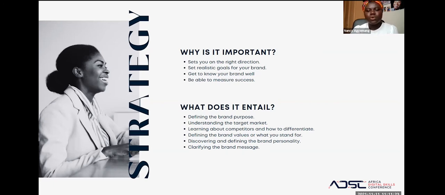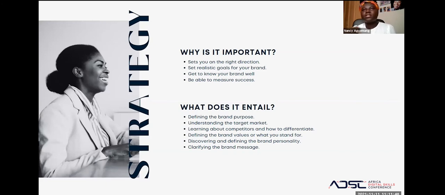It also helps you to understand the target market, the people that you are trying to sell to, the people you are trying to reach. You're able to define who these people are, where they live, what they like, their aspirations, their achievements, their pain points, and how you can help them. And also, brand strategy helps us to learn about our competitors.